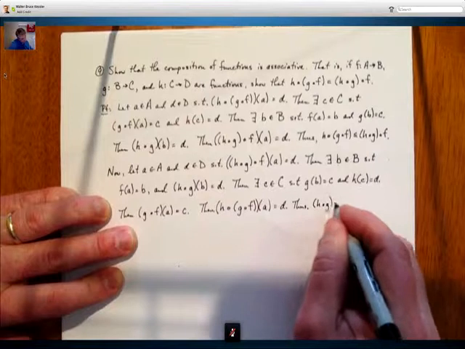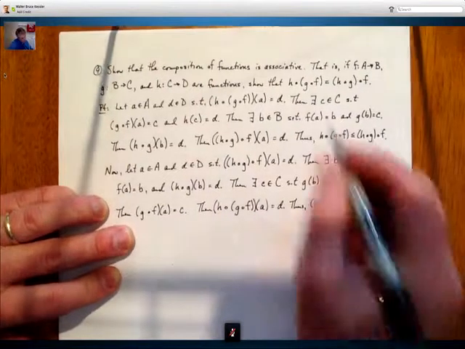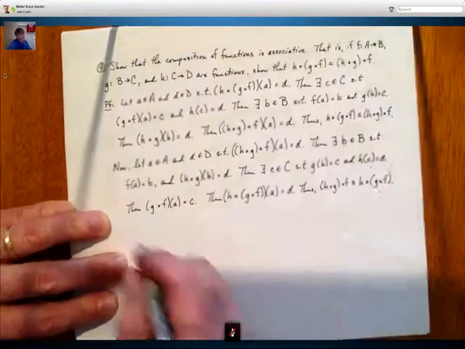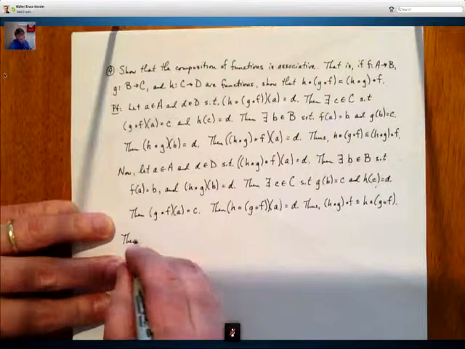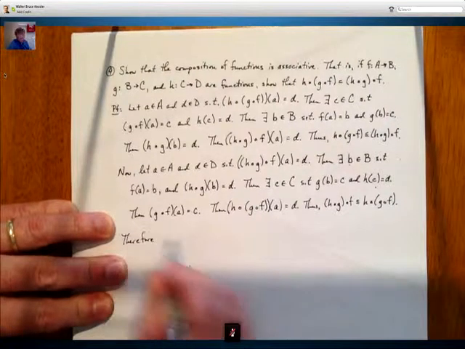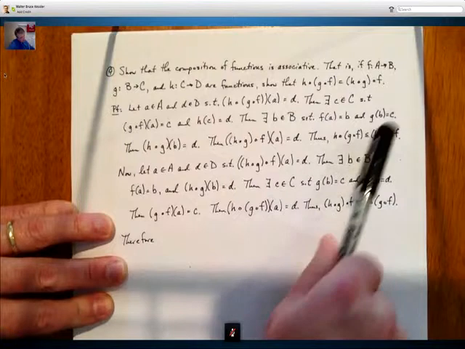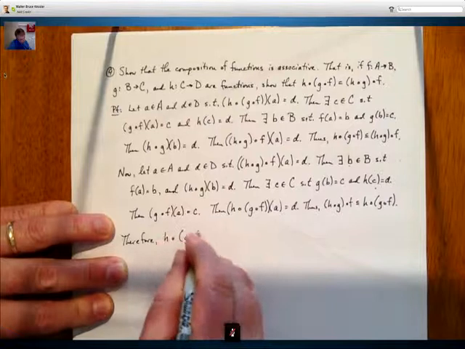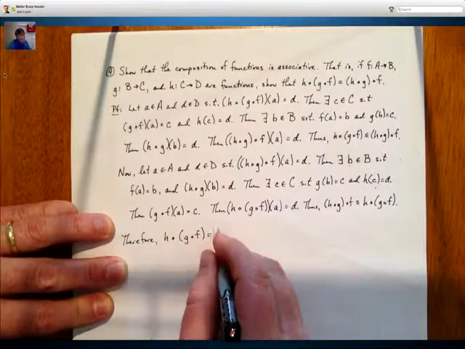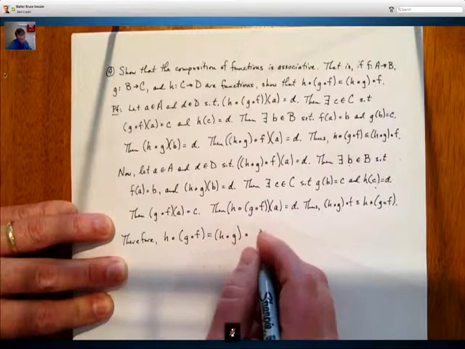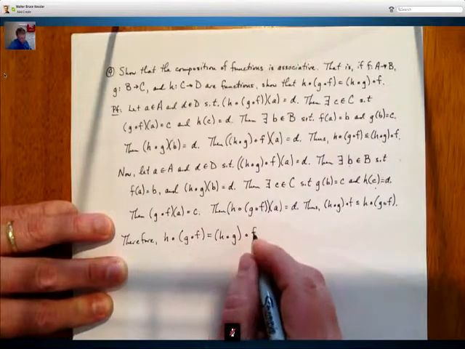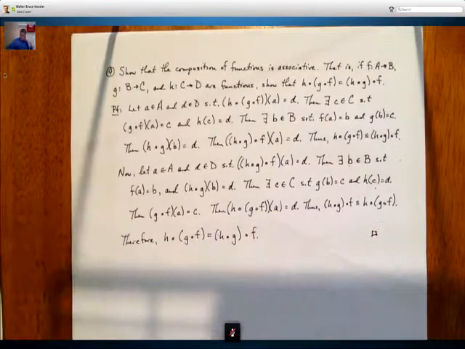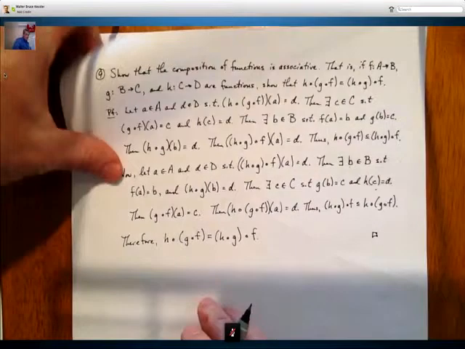Thus, H of G quantity of F is a subset of H of G of F. One last sentence, right? Therefore, since this is a subset of that, and that's a subset of this, H of the quantity G of F equals H of G quantity composed with F. Okay, and that is it. That's what we had to show. Okay?